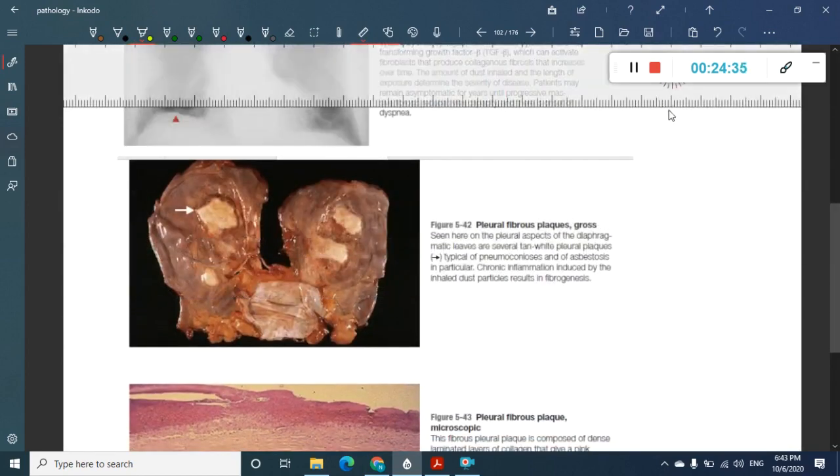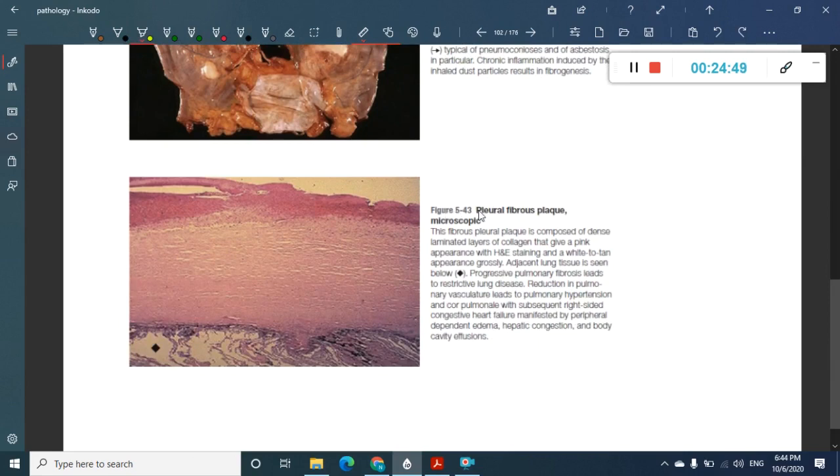Then in this picture you can see pleural fibrous plaques. So these are the plaques which are seen, pleural plaques which are seen. Okay, next, what is this? These are the pleural fibrous plaques which you are seeing here. See, all this is fibrous tissue which you are seeing here. The whole of this part is fibrous tissue.